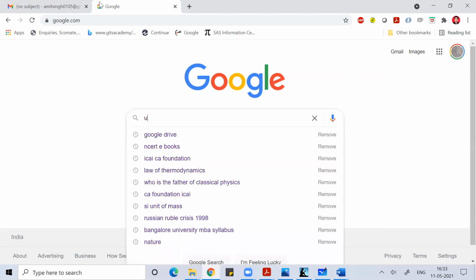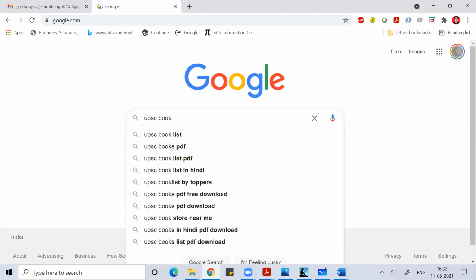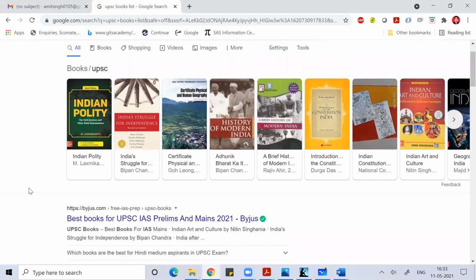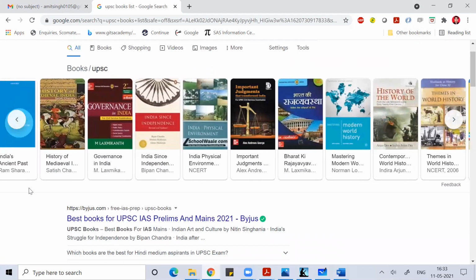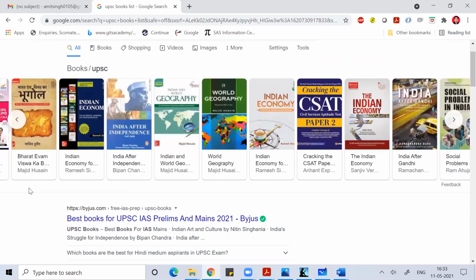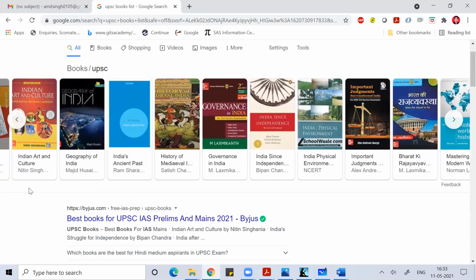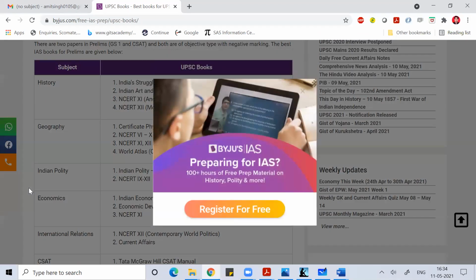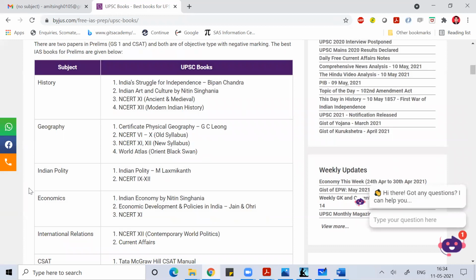If I Google UPSC books list, you can see all the best books for the IAS prelims. All your NCERT books you will find, history, Indian economy, whatever you are studying, you have to study again. Ask your senior, elder brother or sister who prepared for the UPSC exam. History, Indian struggle for independence, Indian art and culture, NCERT class 11 ancient and medieval, NCERT class 12 modern Indian history, geography. Can you see that NCERT?